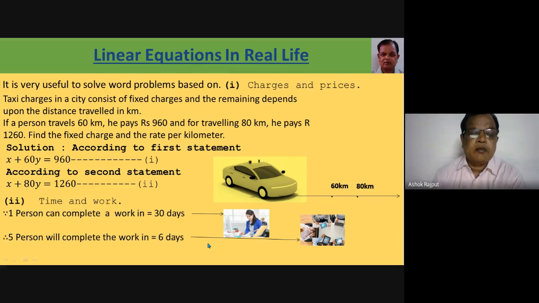Such types of many problems you see in your daily life. These are the applications of linear equations in real life.